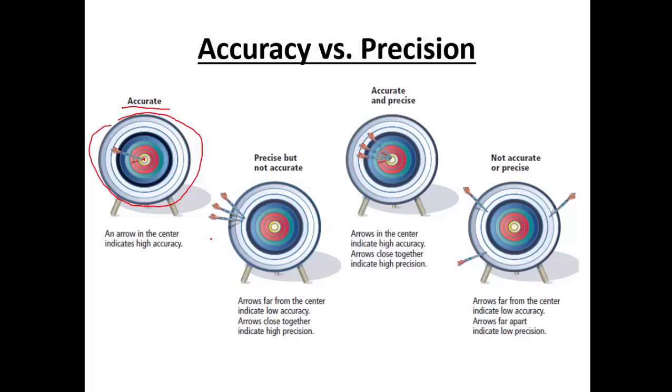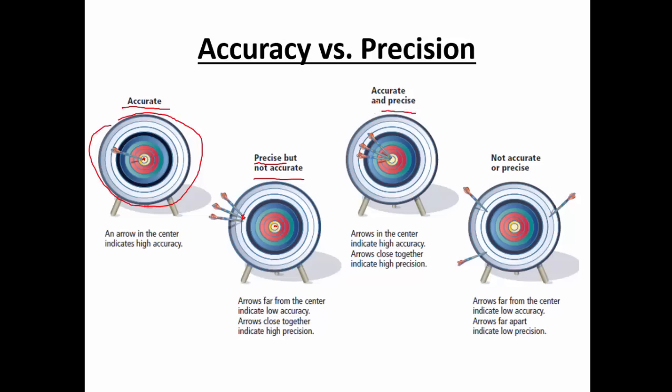Now our second attempt shows good grouping. All of them are here, here, here, so they're all very close to one another. Your measurements are all close to one another. That would be precise, but they're not in the intended target area, so it's not accurate. Arrows far away from the center indicate low accuracy, but if they're close together, that's high precision. We'll talk about one of those examples later on when it comes to weighing.